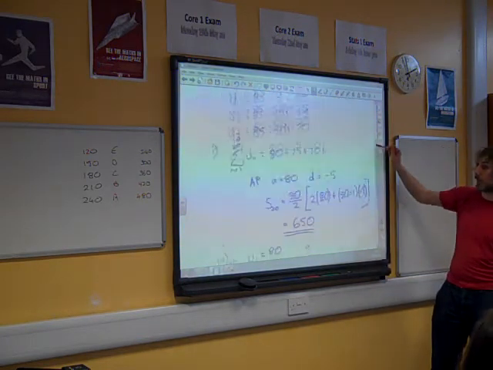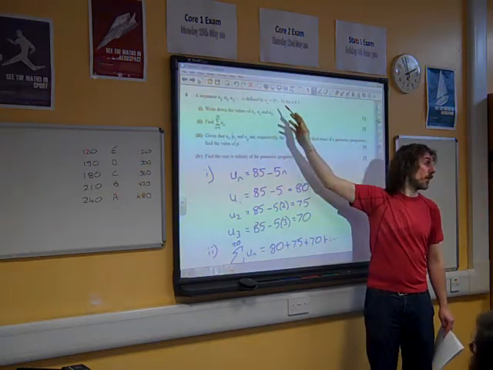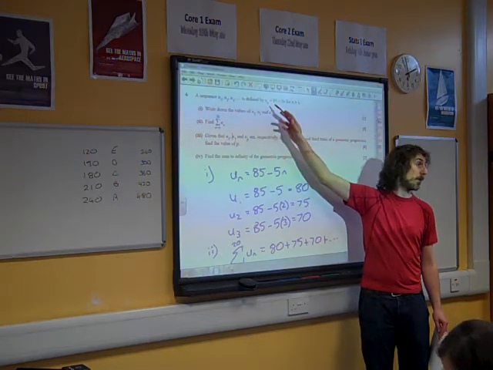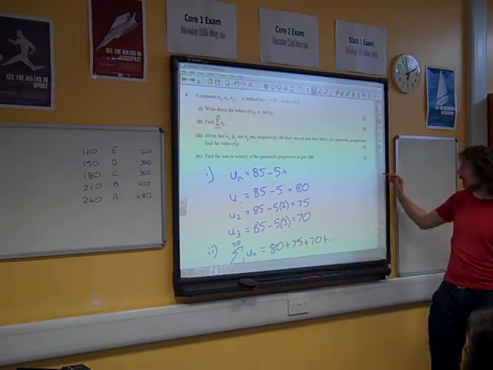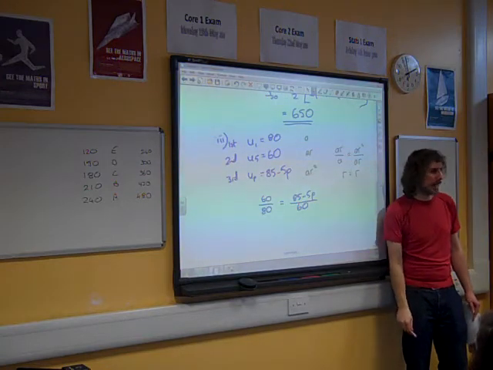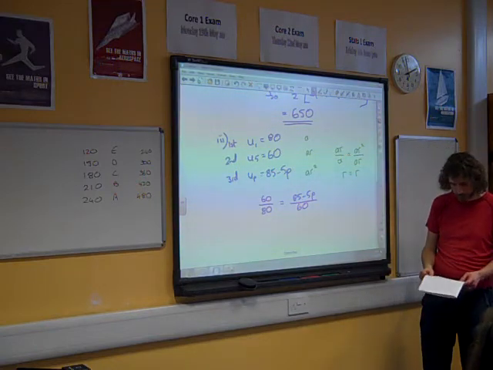Well, we were told that Un is 85 minus 5n. So if that belongs to that sequence, then replace n with p, and it must be that. So that took a little bit of doing, didn't it? But it gave us an equation that we can solve to try and find out what p is.